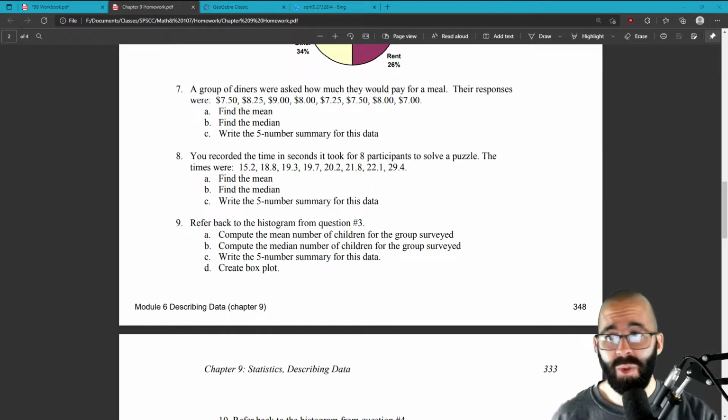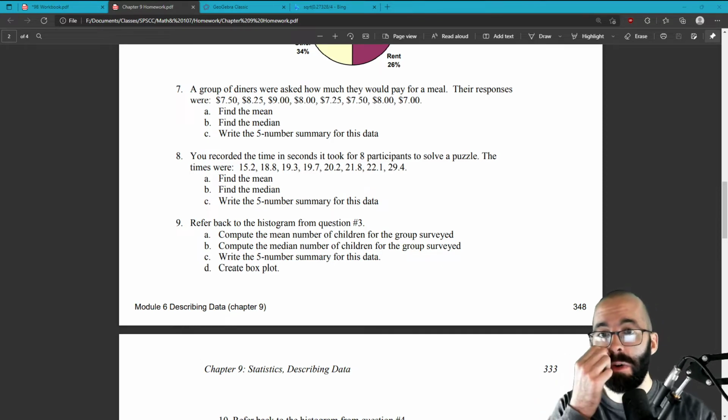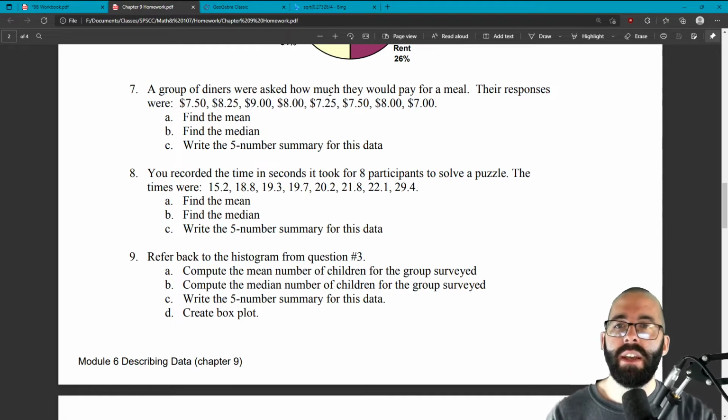Did you want to do more math? Did you want to see more math problems? You came to the right place. So let's look at the homework assignment. Let's start with looking at number 7.